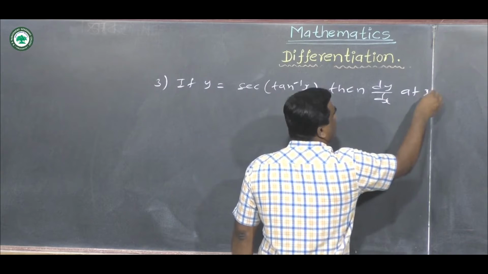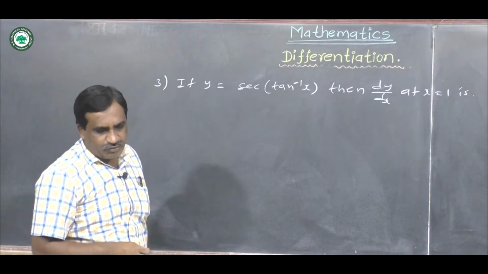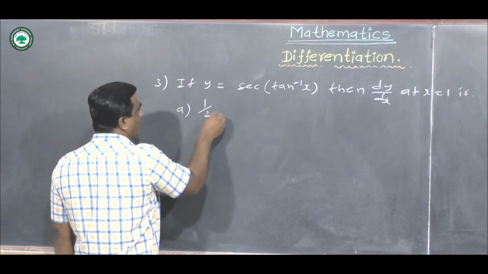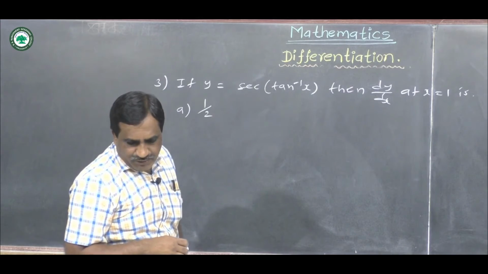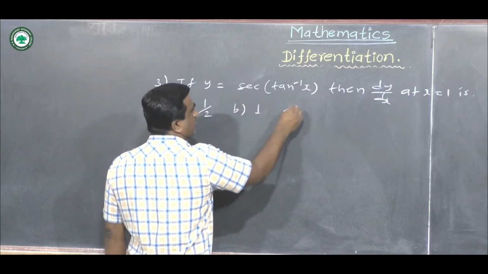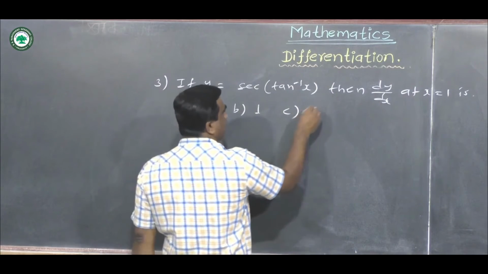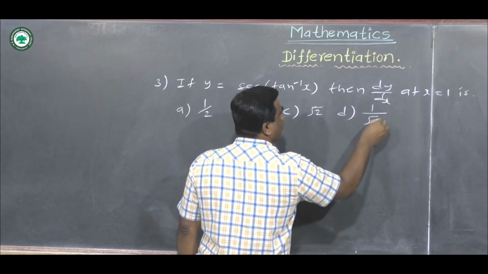at x equal to 1 is, options are: option A is 1 by 2, option B is 1, option C is under root 2, and option D is 1 upon under root 2.